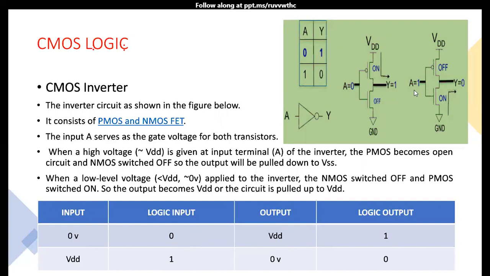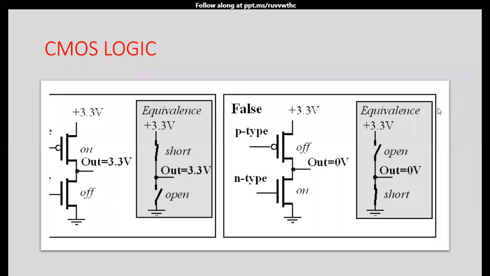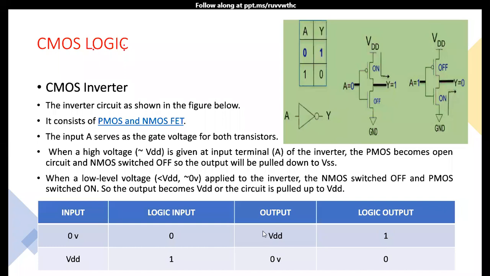If you give a high input, what happens? The PMOS transistor will be off and the NMOS transistor will be on. For this, the PMOS transistor is open circuited and the NMOS transistor is short circuited, and the output is pulled down to VSS. Hence, the resultant output becomes 0. The same thing is mentioned in this truth table. If we apply VDD, that is considered as logic input 1, and in this condition the output we are getting is 0 volts. So I am putting it as 0 volts, which is considered as logic output 0. Like this, the CMOS inverter works.